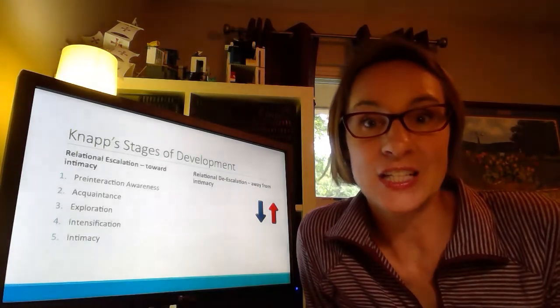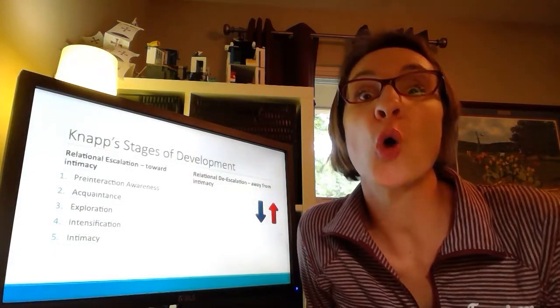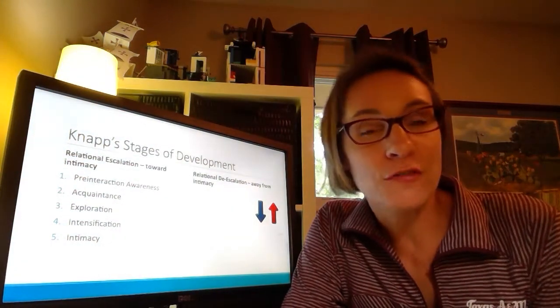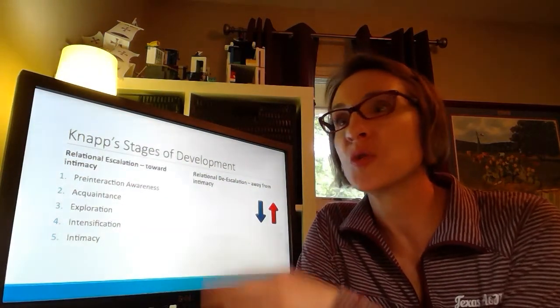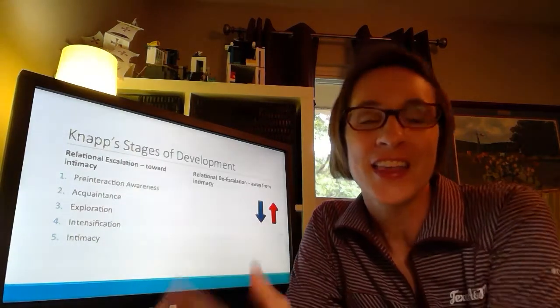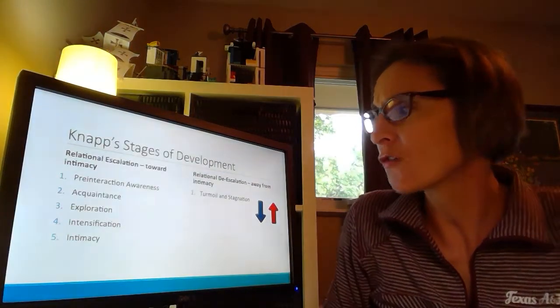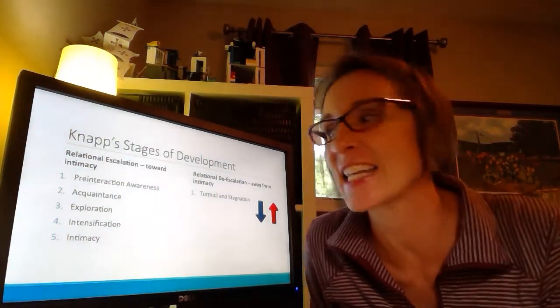Relational de-escalation moves away from intimacy. So just like escalation, there are 5 stages, but we don't do these stages in reverse. That doesn't make sense. There's new stages that we will follow. First is called turmoil and stagnation.